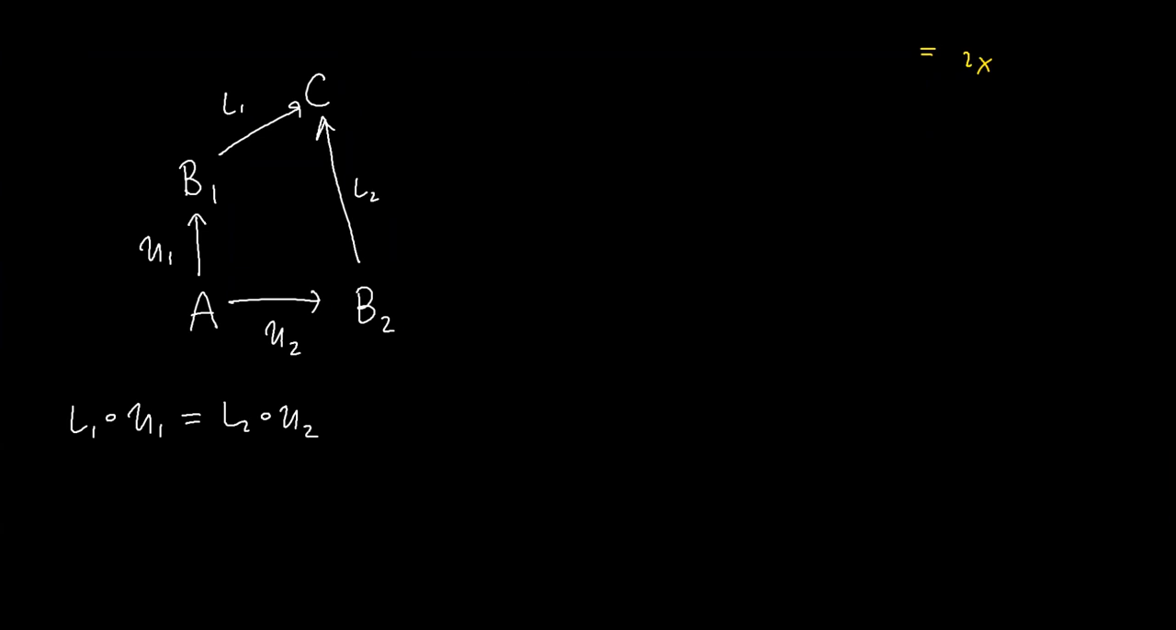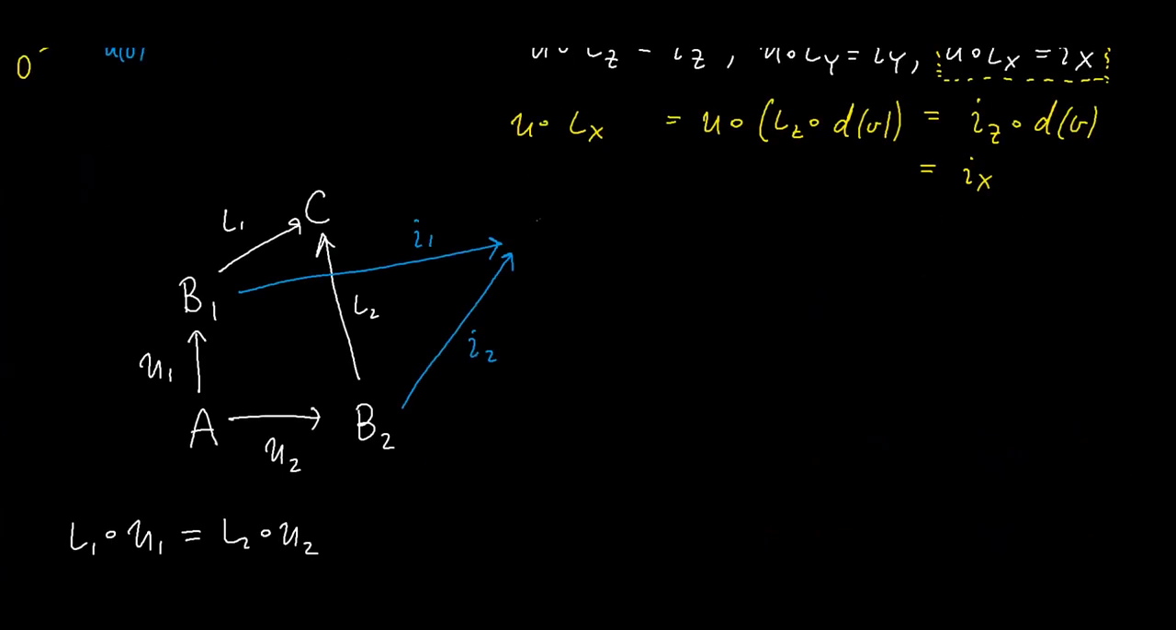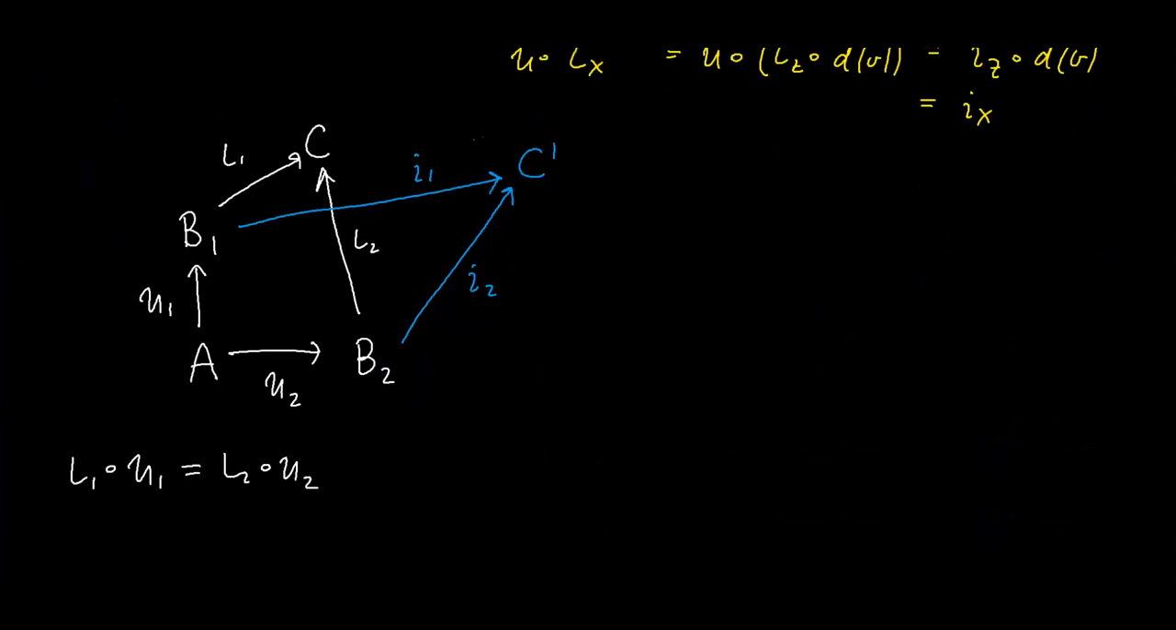But then, if there is another way of bringing these two things together, let's say by I1 and I2, there must be a unique way, let me call this C prime, maybe I should stick to that. There exists a unique way of going from there to there. And that means, first of all, I1 and I2 also need to satisfy I1 composed with U1 equals I2 composed with U2. And then the unique U needs to satisfy that U composed with iota 1 equals I1 and U composed with iota 2 equals I2.